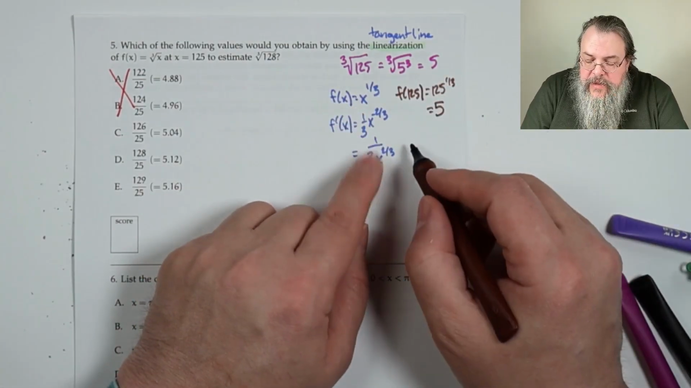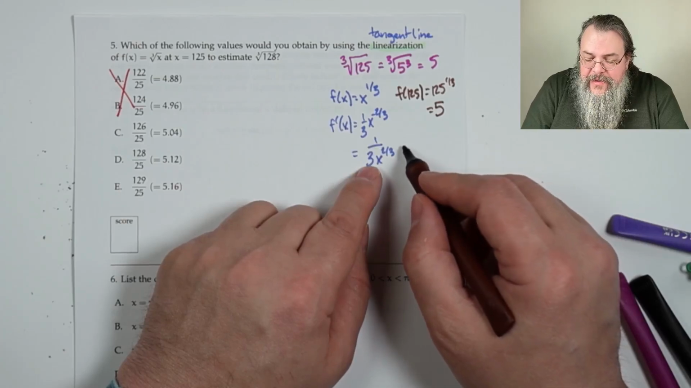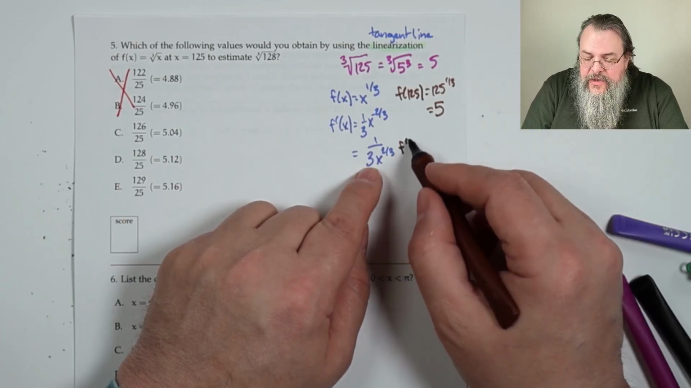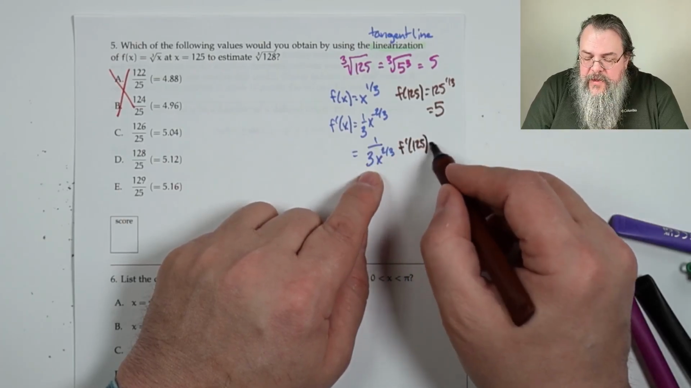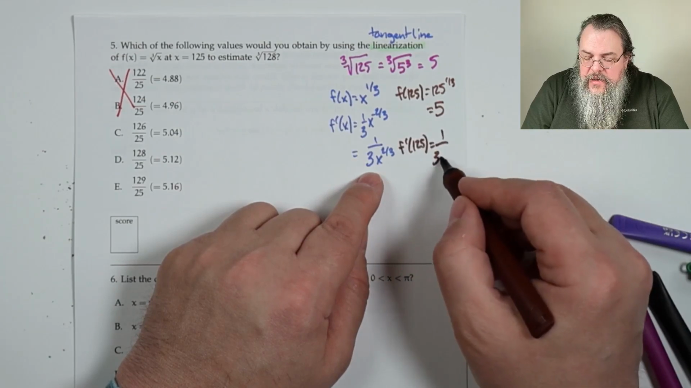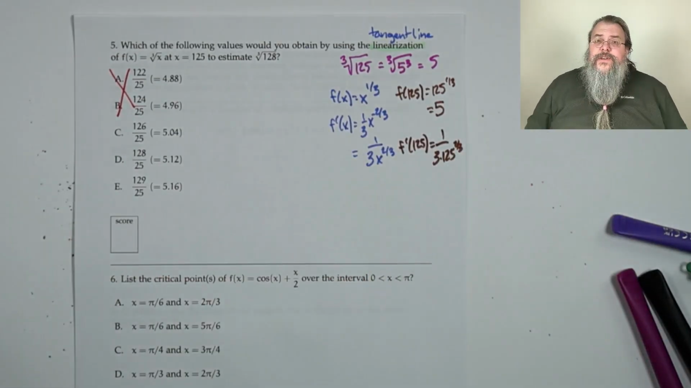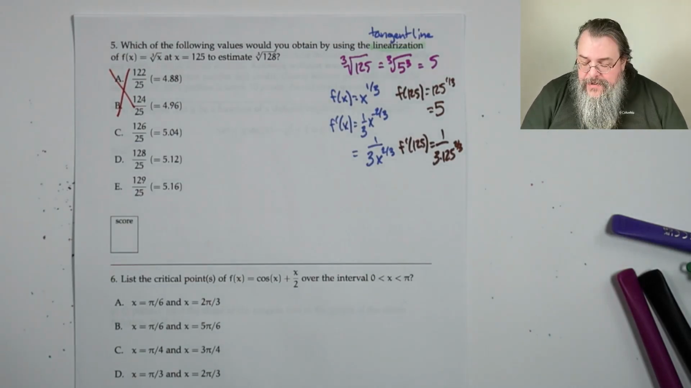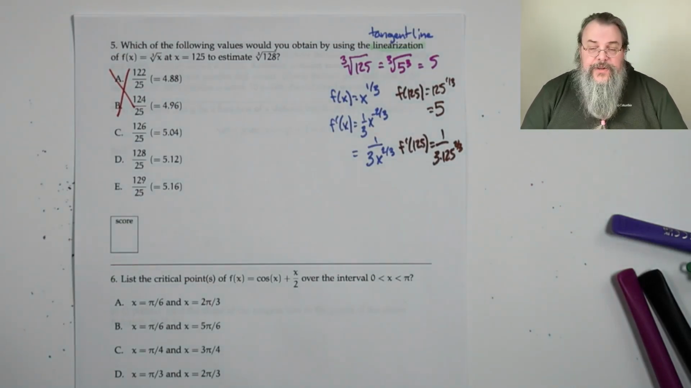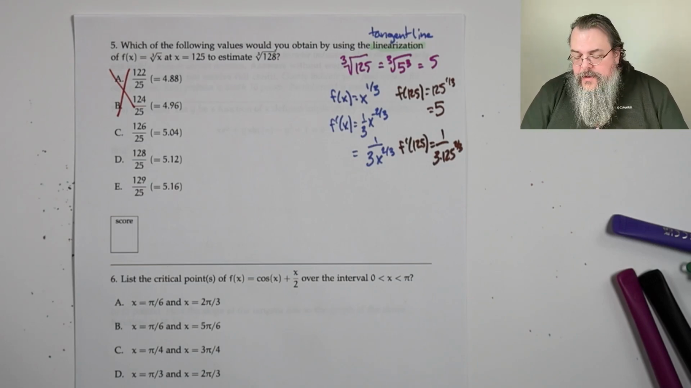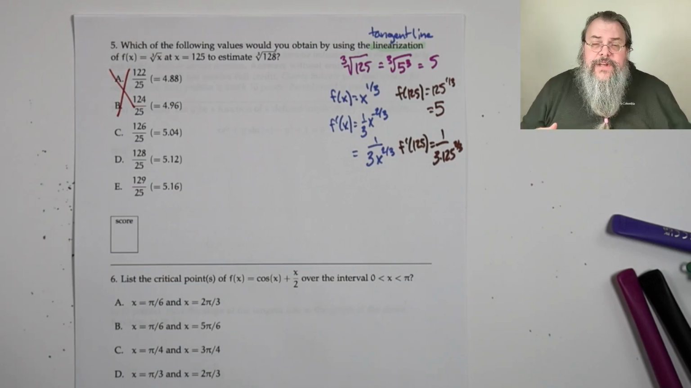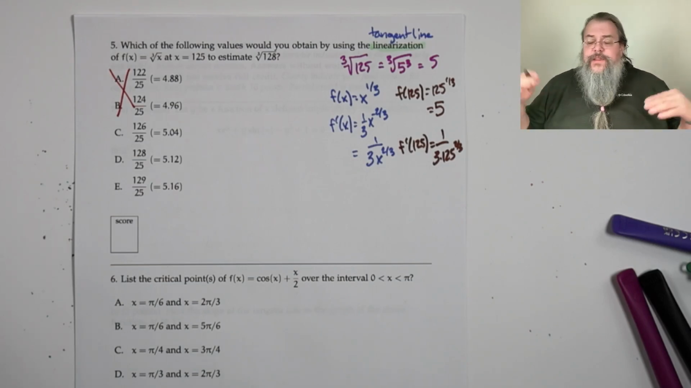Now, this is actually the important part, because this is going to tell us how much we change. So f prime of 125, that's 1 over 3 times 125 to the 2/3. Now you might think, oh my gosh, I have to square 125. No, you don't. It's not that important that you know what that value is. It's a big number, like 15,625, something like that. I don't know. It's big.